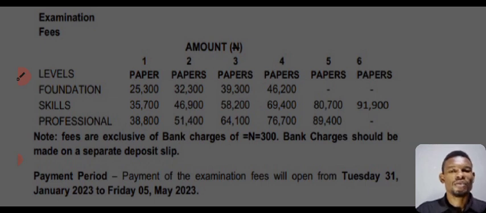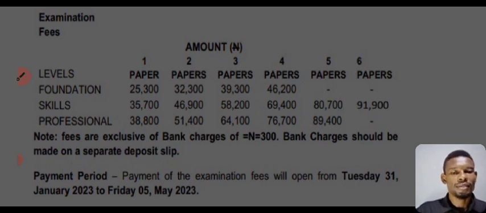Note that fees are exclusive of bank charges of 300 naira. Bank charges should be made on a separate deposit slip. When you go to the bank, you can negotiate with the note counter over there. Some will ask you to merge it in one teller, and some will say separate it. It depends on what they ask you to do. Just know that you are paying a surcharge of 300 naira as bank charges, in addition to the 58,200 naira you have to pay, because we are using 58,200 naira for somebody in skills writing 3 papers as our example today.